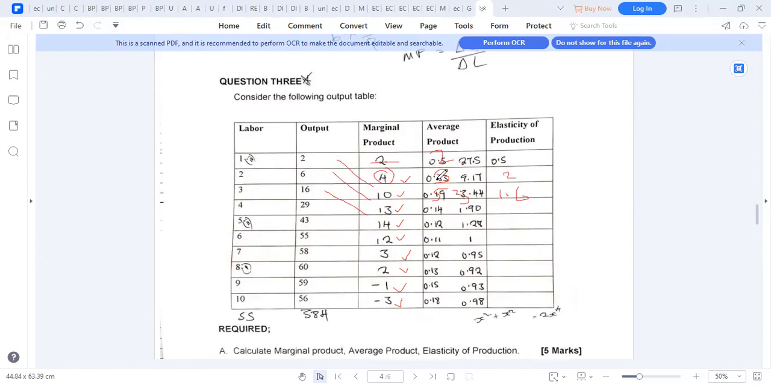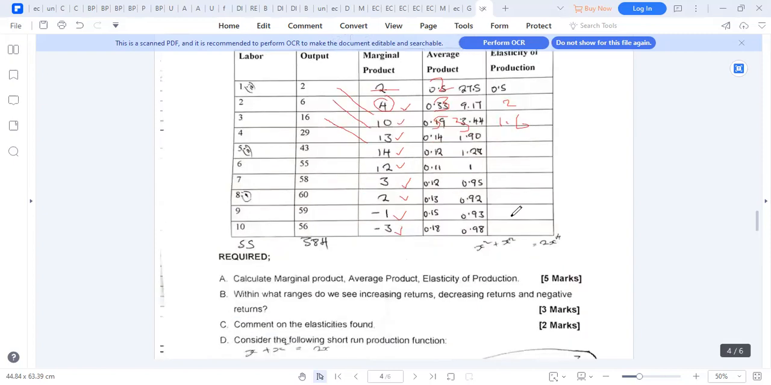4 divided by 2 is 2. 10 divided by 6, 1.6. 13 divided by 16, you get that. 14 divided by 29. So these are the elasticities. So for this table, you're going to get 5 marks.